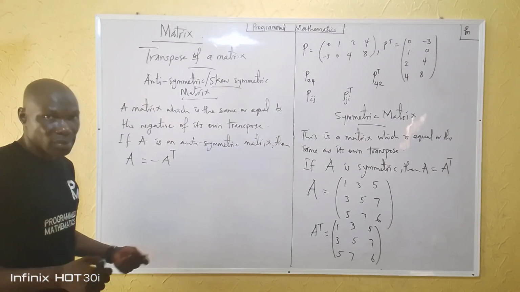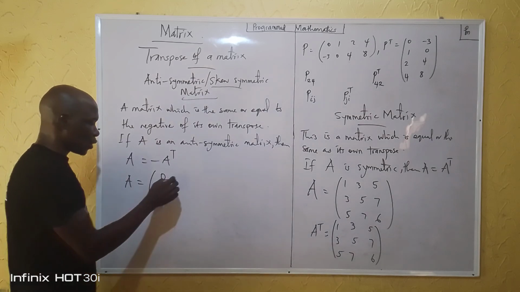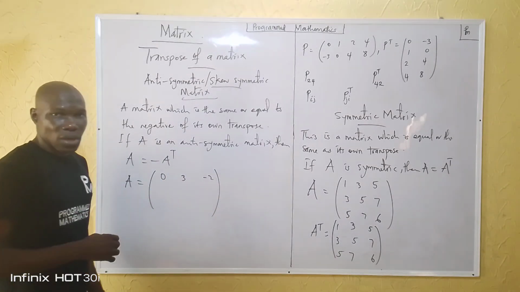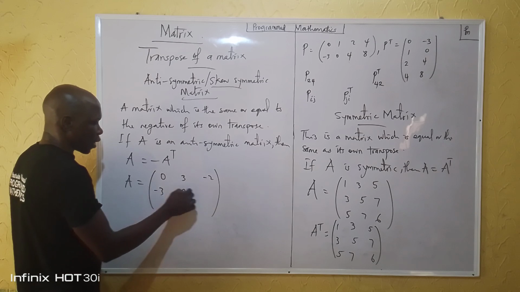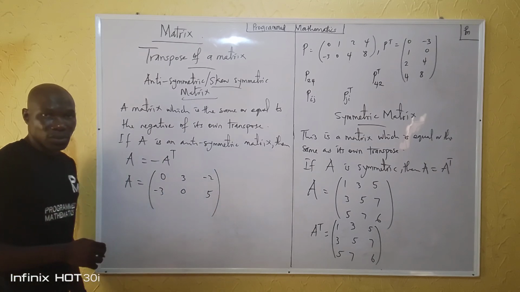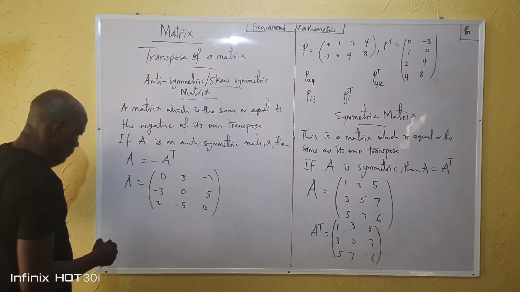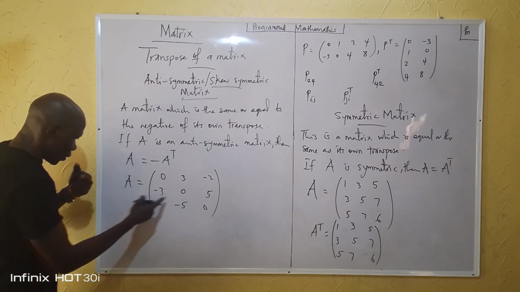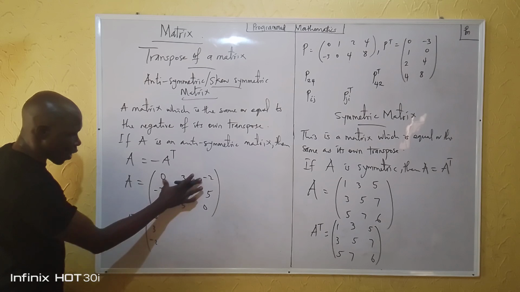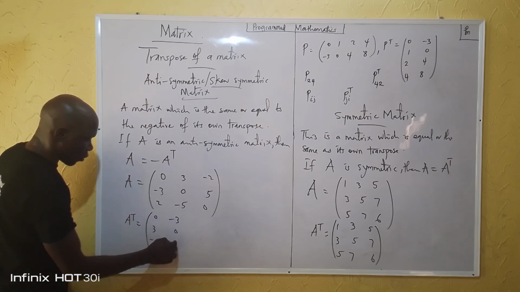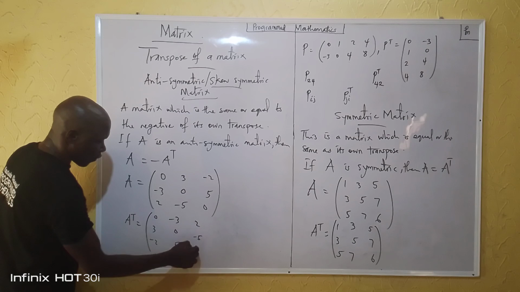Do we have such a matrix? Yes. For instance, let's say matrix A is equal to: 0, 3, minus 2; minus 3, 0, 5; 2, minus 5, 0. Let's look at this here. Now, let's take the transpose of matrix A. The transpose of this is: row 1 here, 0, 3, minus 2, becomes column 1. Row 2 is minus 3, 0, 5, and that becomes column 2. Row 3 here, 2, minus 5, 0, becomes column 3.